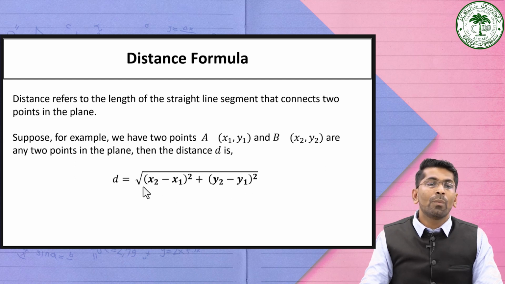So we can calculate the distance between two points by using this particular formula, that is, under root of x2 minus x1 whole square plus y2 minus y1 whole square. So by using this formula we can find the distance between two points.